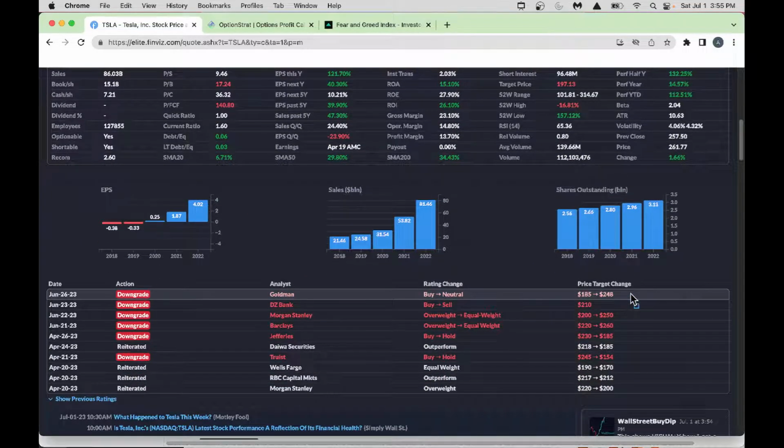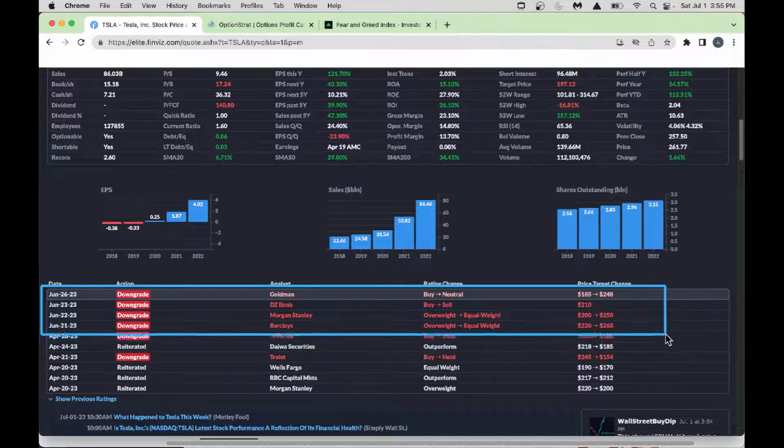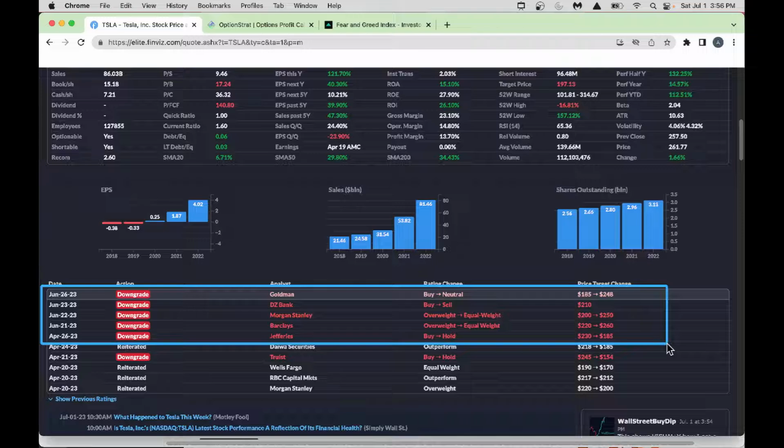And look what's going on here. We've got a bunch of downgrades for Tesla. We've got a lot of these downgrades, recent ones like June 21 and 22. But nobody's worrying about these downgrades. The stock is still going higher. That's the good news here. In the face of downgrades, Tesla is doing very well.